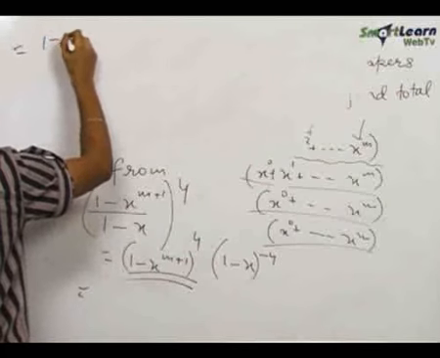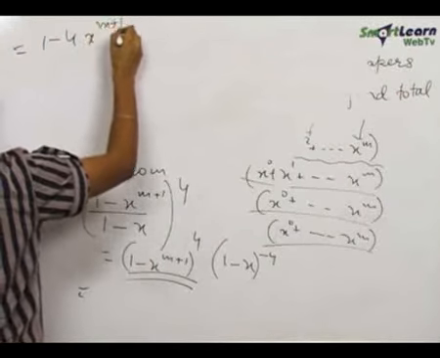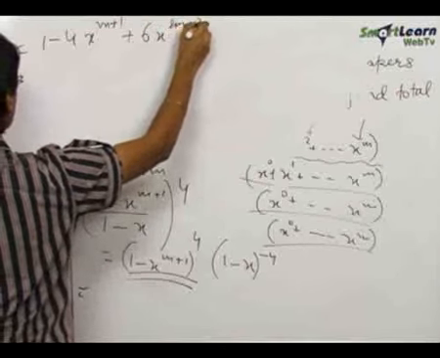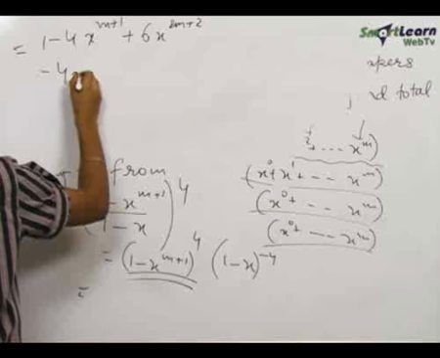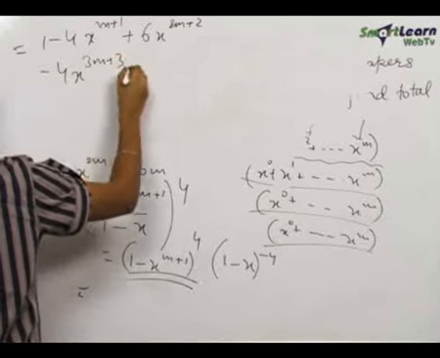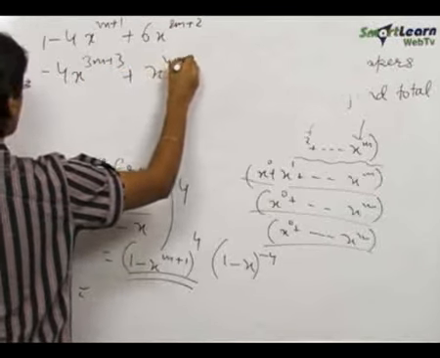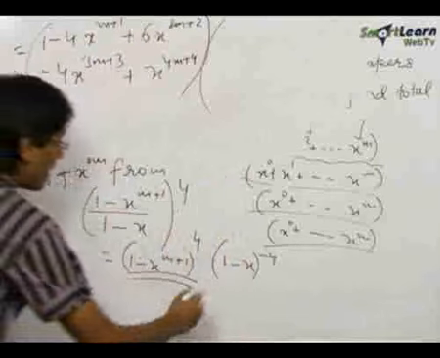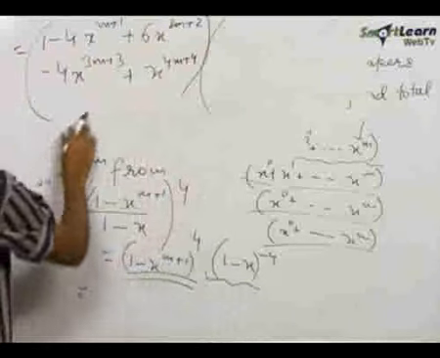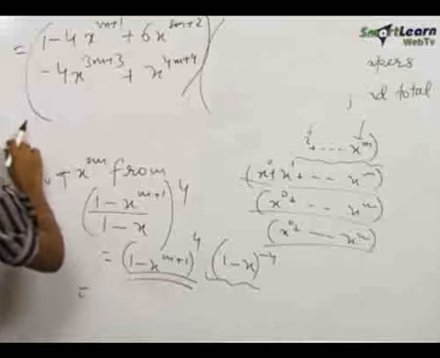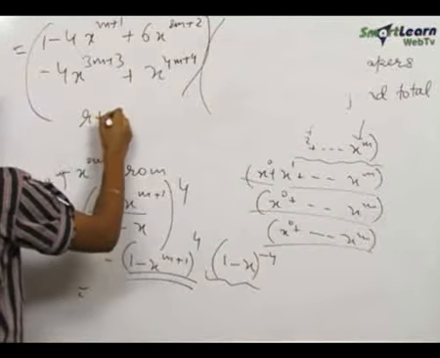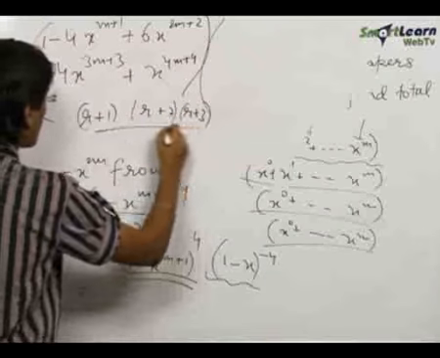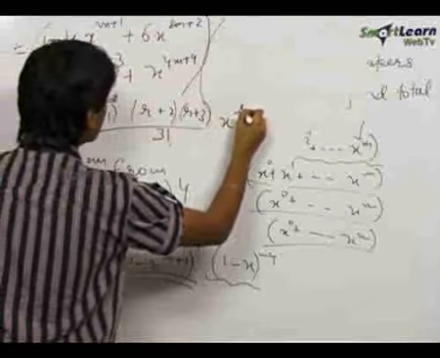This is equal to 1 minus 4 into x power m plus 1 plus 6 into x power 2m plus 2 minus 4 into x power 3m plus 3 plus x power 4m plus 4, multiplied by the expansion of this, and we know that a general term for this expansion is r plus 1 into r plus 2 into r plus 3 upon 3 factorial x power r.